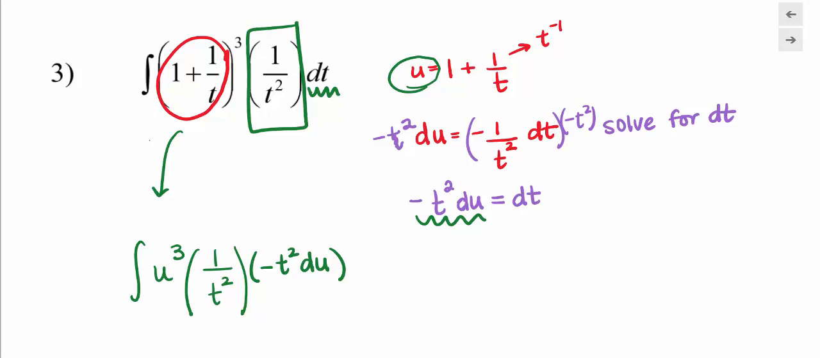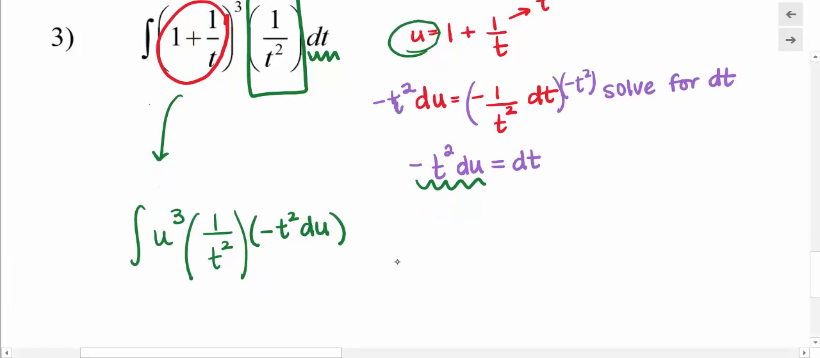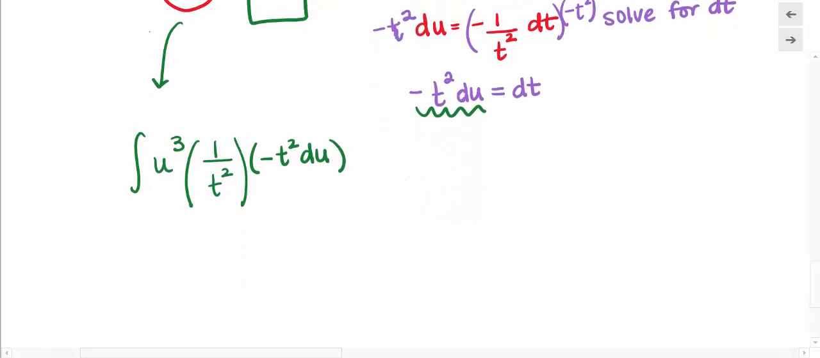variable you have. And now I also think while we are going through this and figuring out what the more simplified integral is going to look like, I will bring out constant coefficients. So for example, that negative I'm going to bring out front. There's no other coefficient, but t squared divided by t squared is 1. So I'm just integrating u cubed times 1, which is u cubed du.